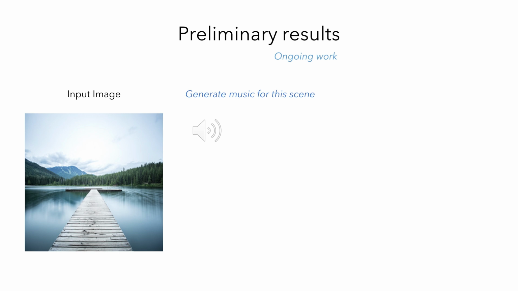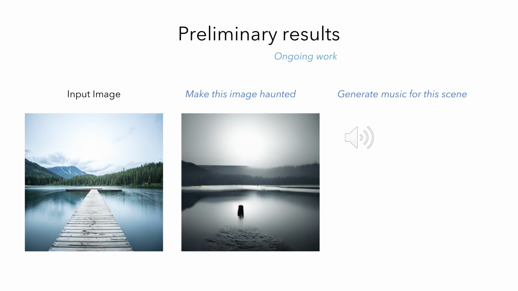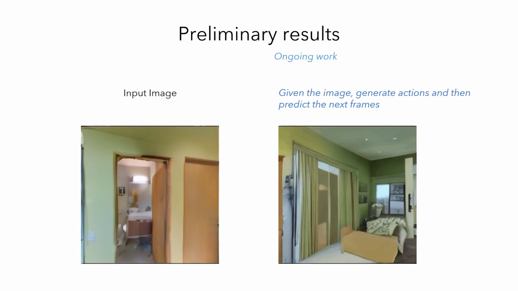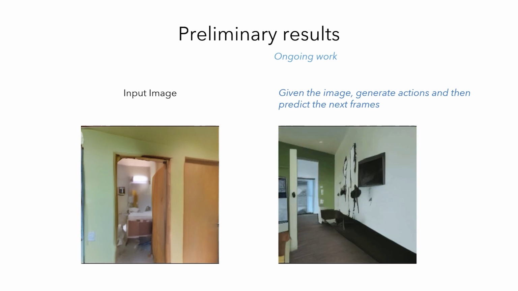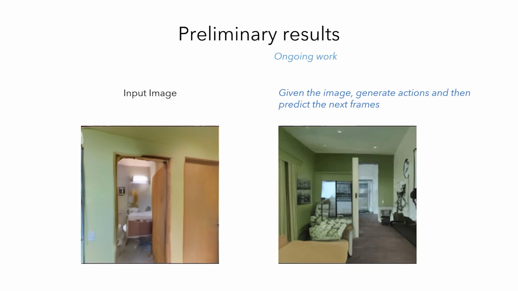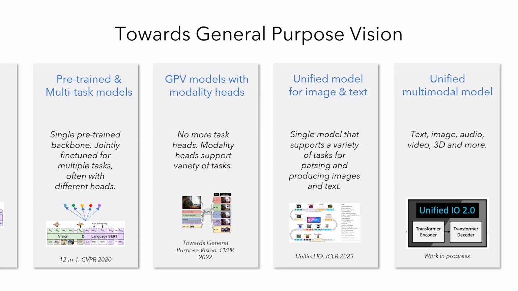And we can generate audio, like generate music for this scene. And it generates a pleasant, peaceful kind of music. Or make the image haunted, and then generate music for that scene. And it creates much more spooky music. And we can even do things like say, look at this image, now imagine how you would move in that image, take that step, and then generate what you would see, and keep doing that. And so the system's able to synthesize navigating through this environment based on that one image. So in this way, we're able to process text, image, audio, video, and more.